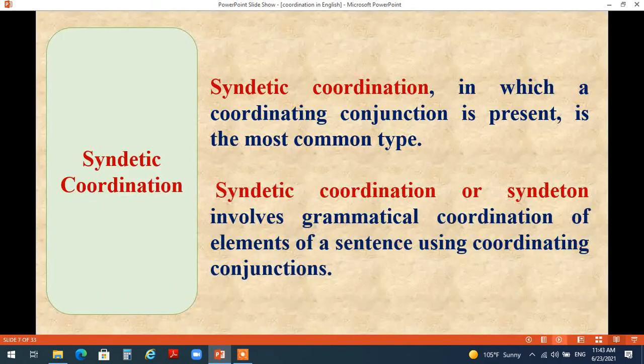Now we go back to the first type of coordination, which is called syndetic coordination, in which a coordinating conjunction is present. It is the most common type.